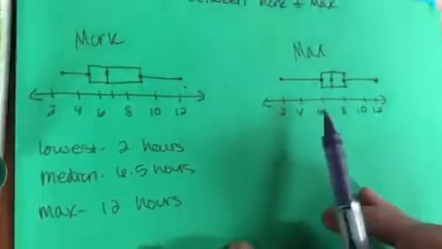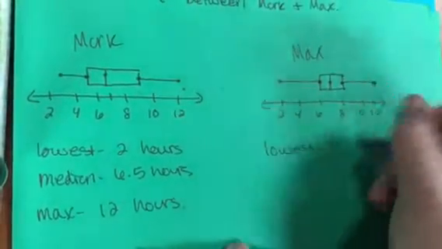So let's look at Max. What was his lowest number of hours? 2 hours as well.